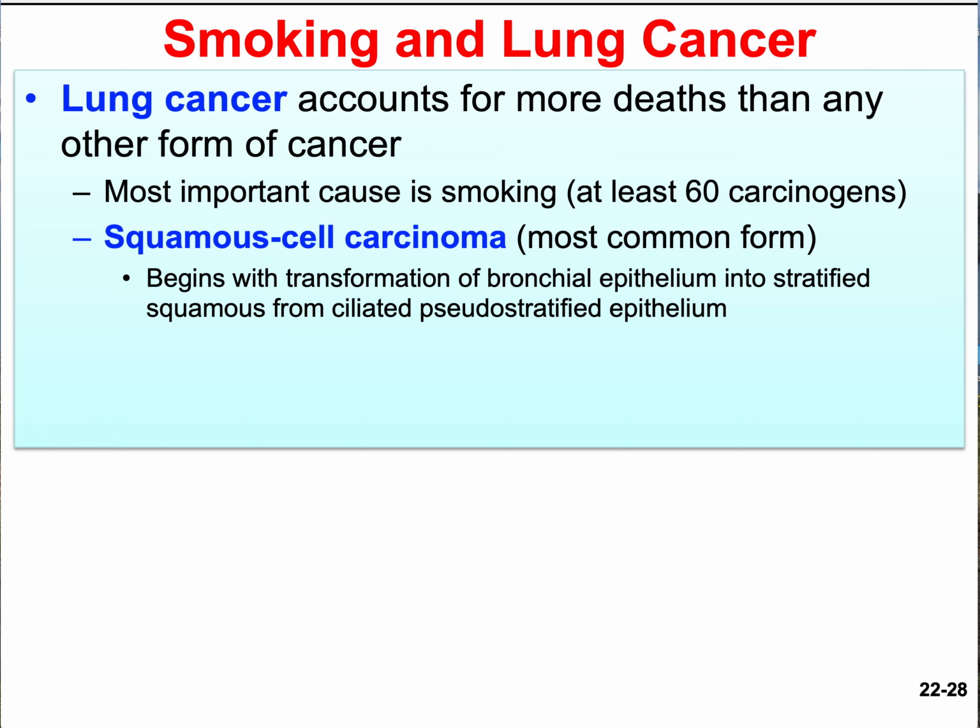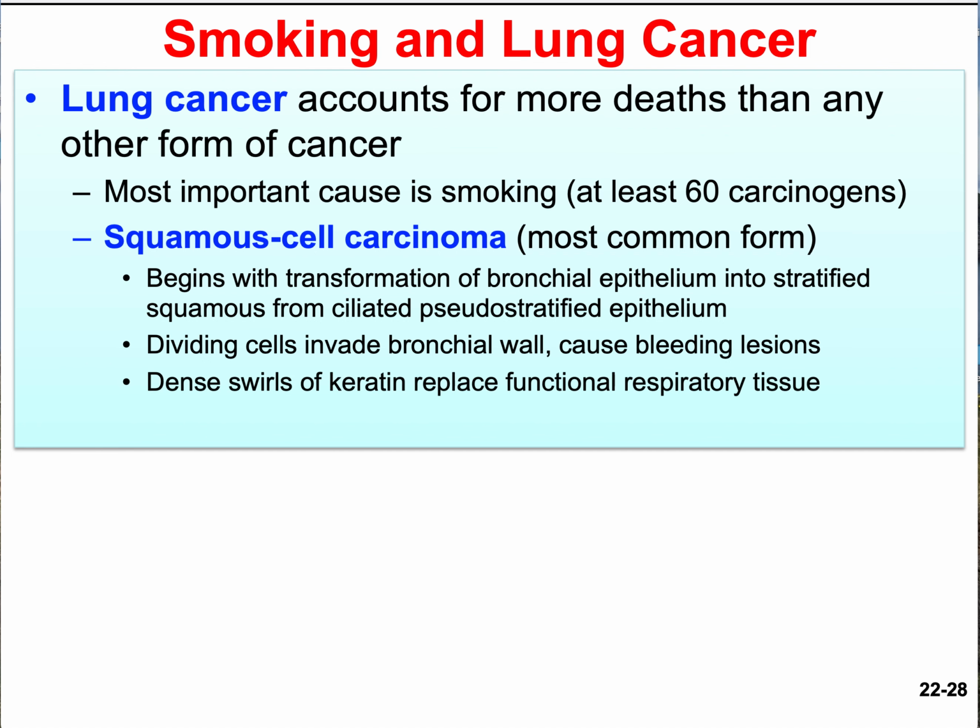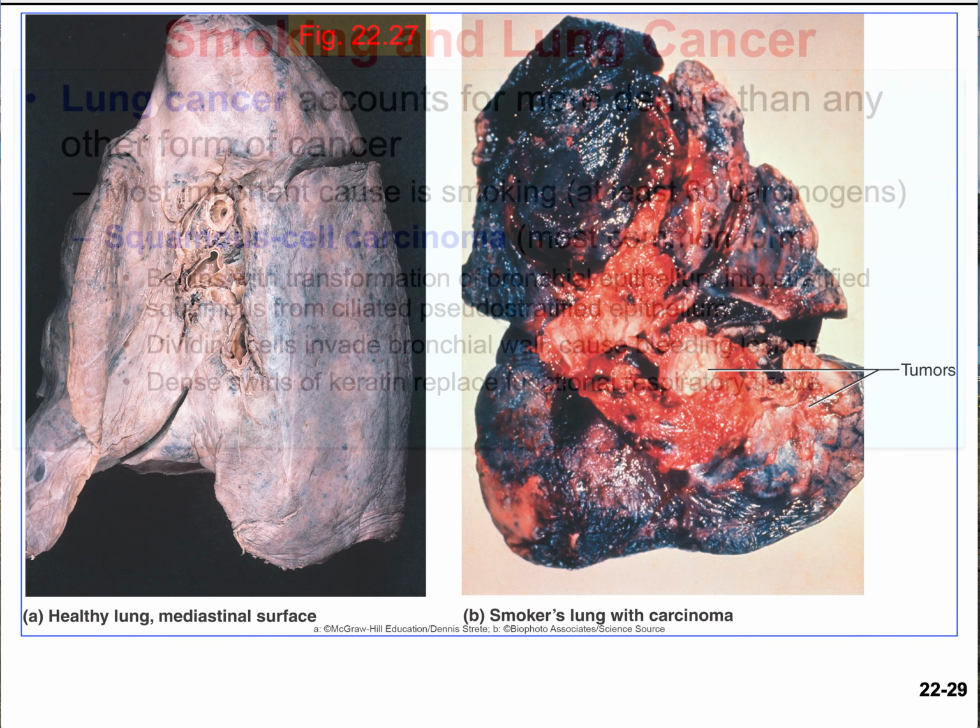And so look, now you have the background to really understand this. Your normal bronchial epithelium, which was a pseudostratified epithelium, had all those goblet cells, gets changed into a stratified squamous. Those dividing cells do not stop dividing and they start spreading. And they cause bleeding. And they reduce the functional respiratory tissue.